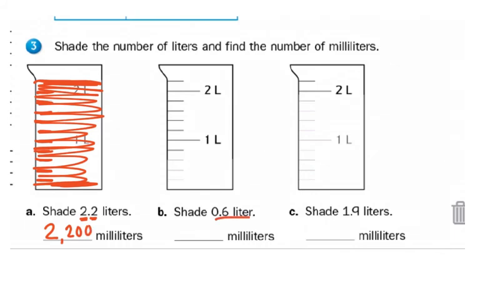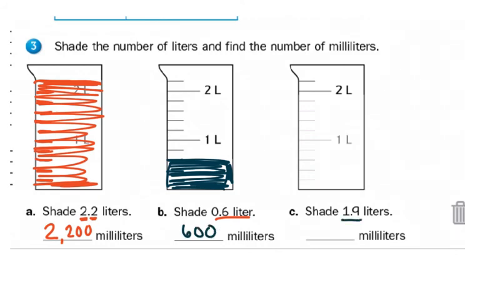Shade 6/10 of a liter, so it's going to be less than a liter, so 2/10, 4/10, 6/10. Shade in 6/10 of a liter. And remember, it takes 1,000 milliliters, and we just have 6/10 of that, what we would call 600 milliliters.